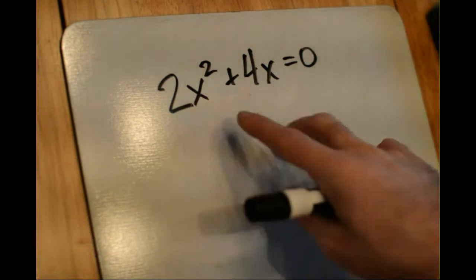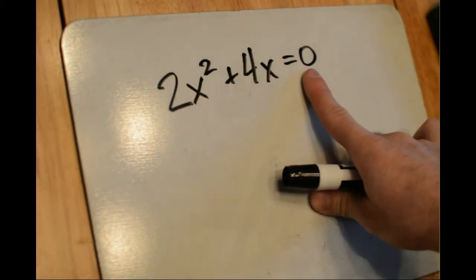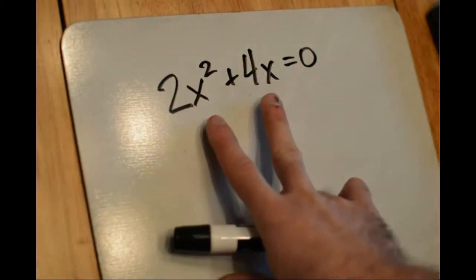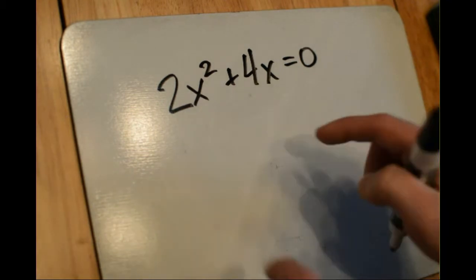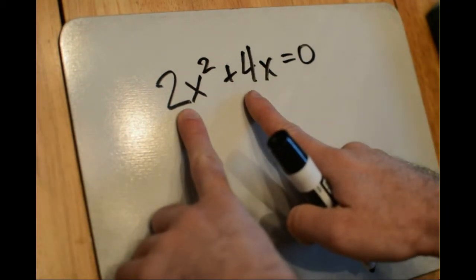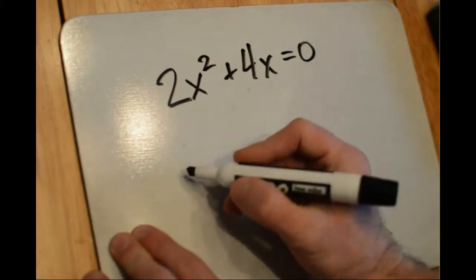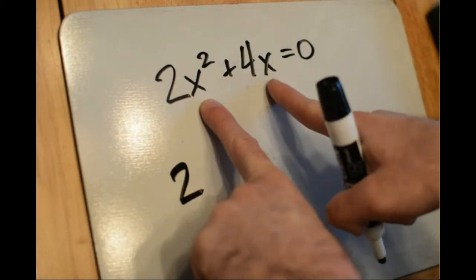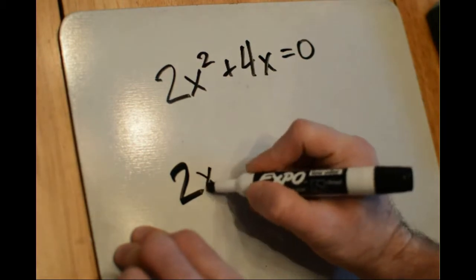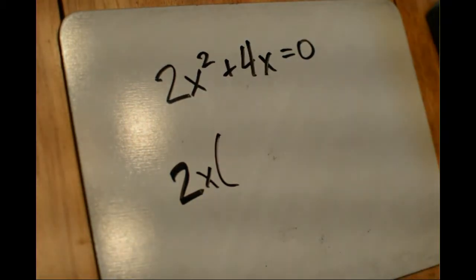The first thing I want to do is make sure that this is equal to 0 to use the zero product property, and this one is. So this polynomial, I want to factor out the greatest common factor. Both of these coefficients are divisible by 2, so I'm going to factor out 2. And both of these terms also have an x term. Since this one has 1, that's the most that I can divide out. So I'm going to divide 2x from both of these terms.